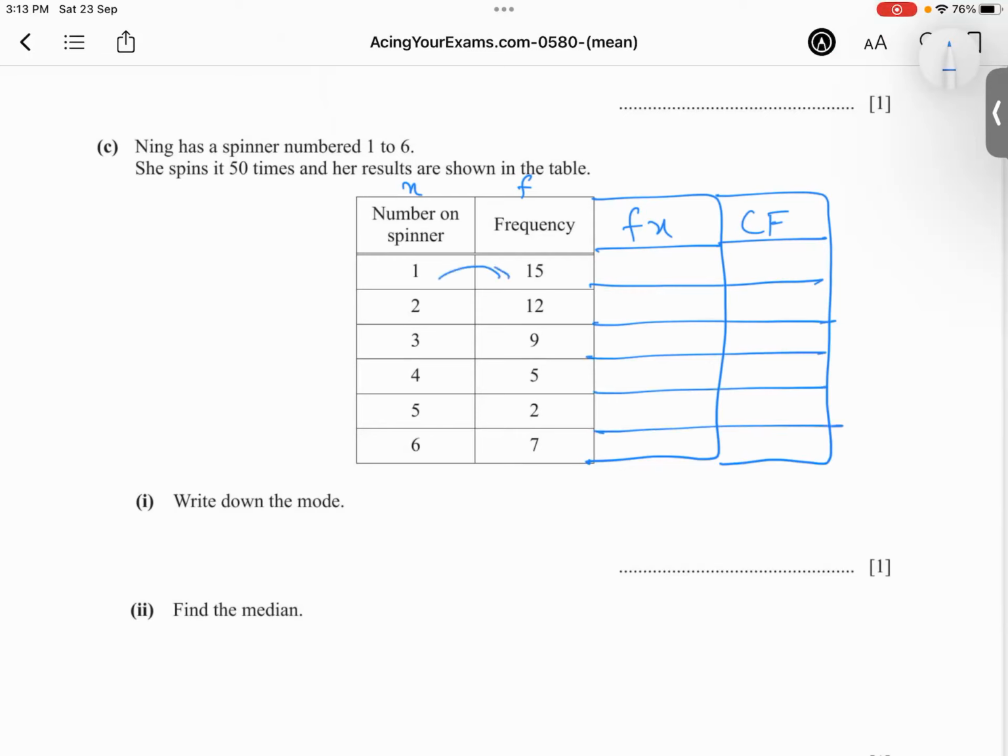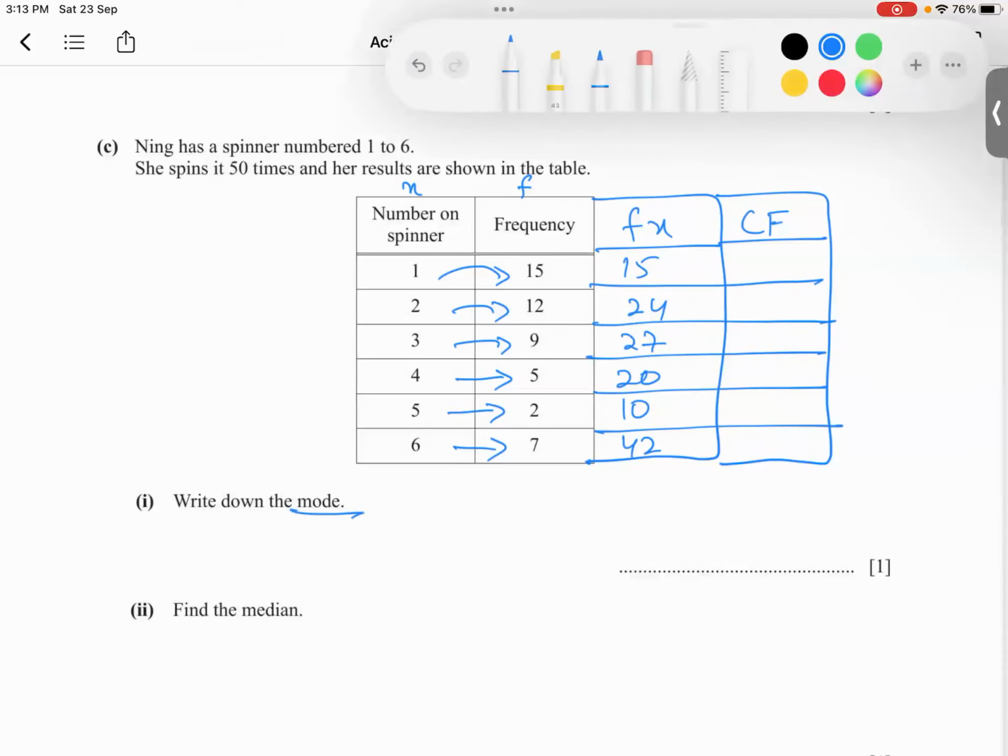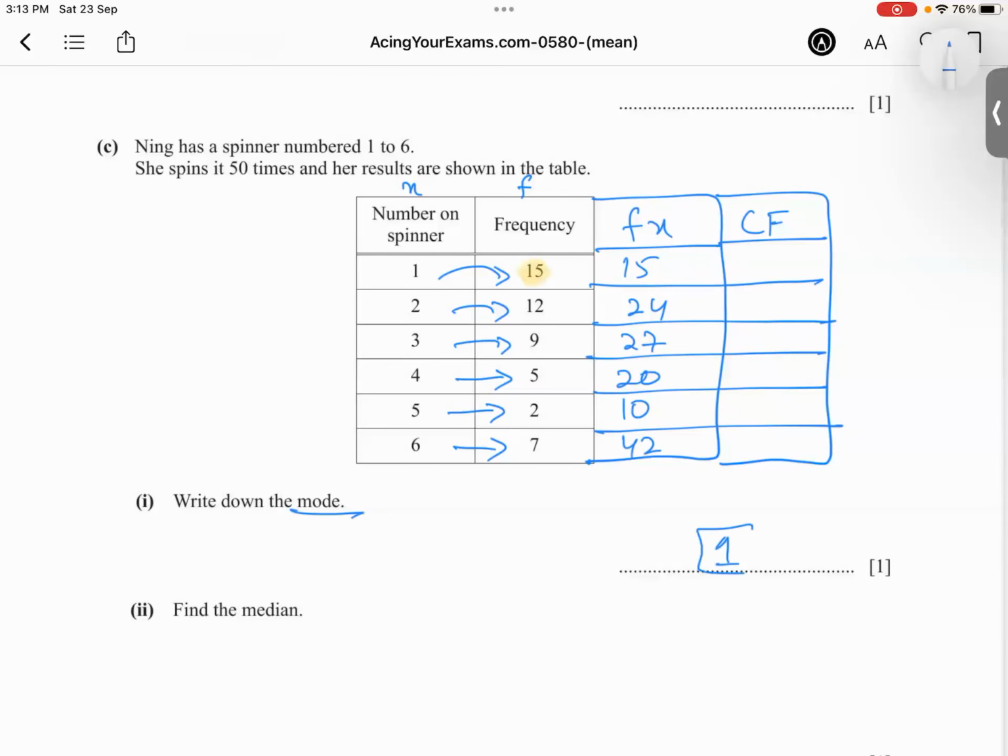So 1 into 15 is 15. 2 into 12 is 24. 3 into 9 is 27. 4 fives are 20. 5 twos are 10. 6 sevens are 42. So mode, first of all, the most repeated value in this data is the highest frequency. So this 15 is highest. So 1 is the answer for the mode.